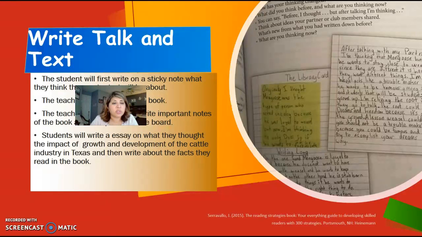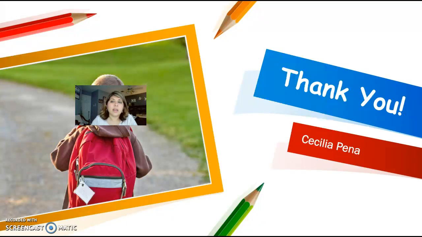And at the end, the students could write an essay on what they thought the impact of growth and development of the cattle industry in Texas was, and then write about the facts that they read in the book. So they can compare and contrast here. They could write as little as just bullet points, or they can actually write an essay. It's kind of up to you as a teacher on which strategy and how much you want to expand on this strategy.